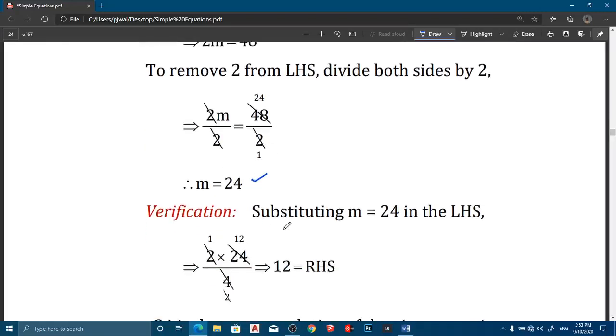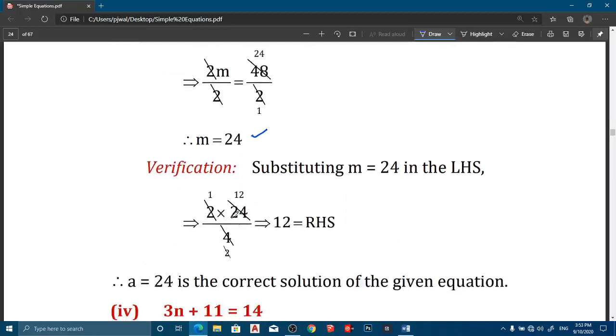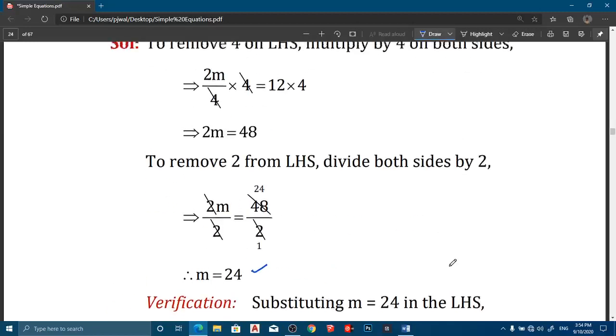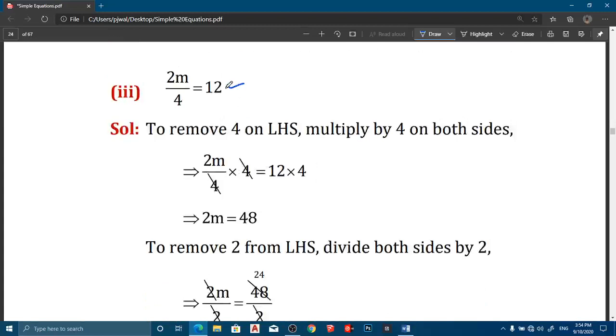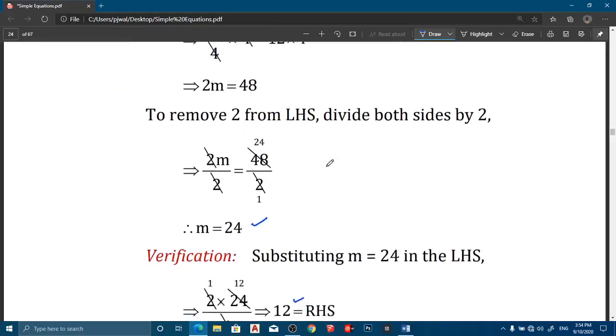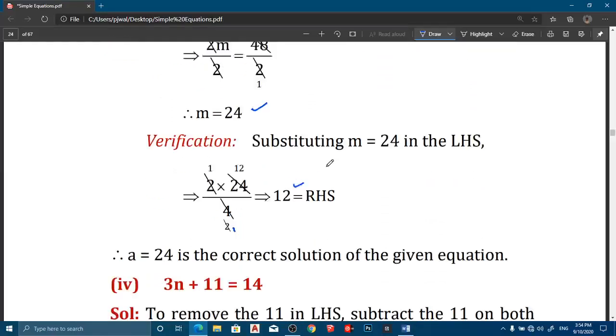Whether it is correct or not, substitute it in the LHS. It's 2m by 4, which is 2 into 24 by 4. Now you can cancel this with the 2 ones are 2, 2 twos are 4, 2 twelves here. Next 12 is the equivalent value of the RHS value. So therefore, m is equal to 24 is the correct solution of the given equation. Here the RHS is 12, therefore m is equal to 24 is the solution of the given equation.